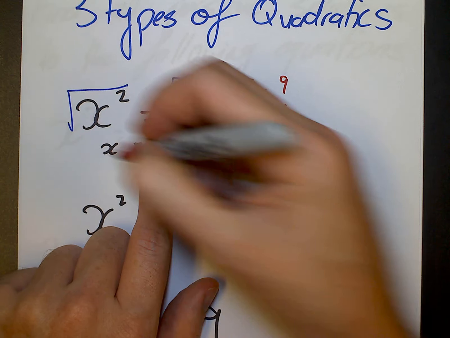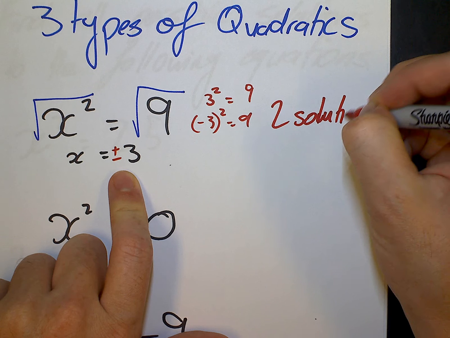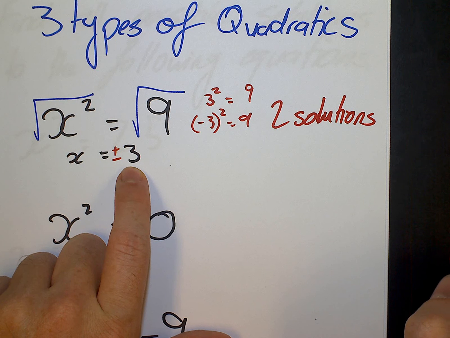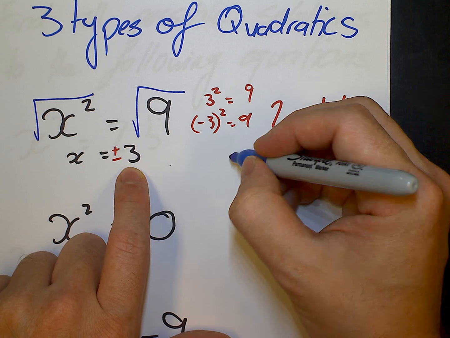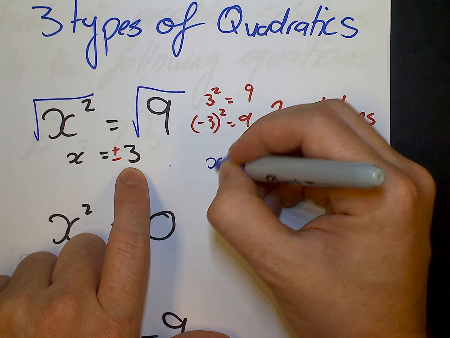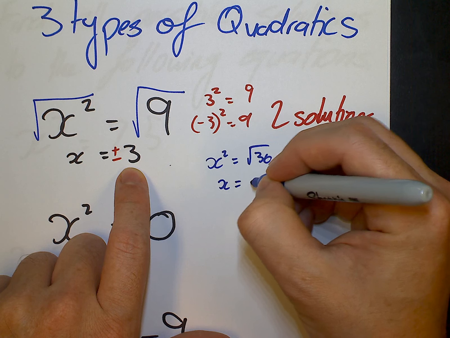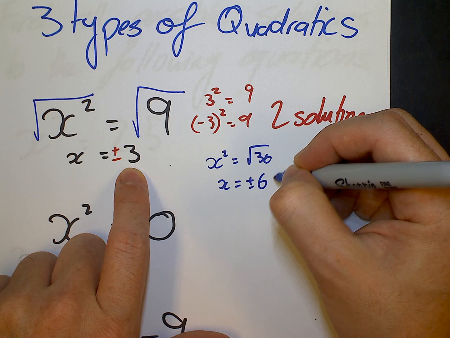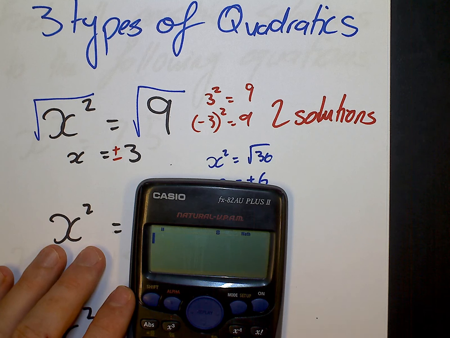So this type of quadratic has 2 solutions, 2 answers, if you will: a positive and negative of the same number. And it would be the same if we did the square root of 36, what we did before. So x squared equals 36, x would be plus and minus 6, because positive 6 squared would give us 36, and negative 6 squared would give us 36. And in case you don't believe me, let's put that in.